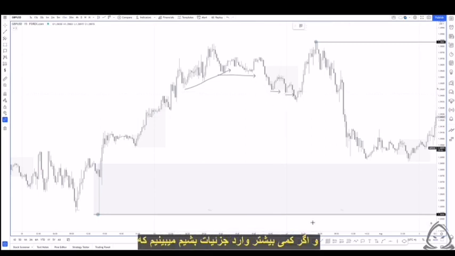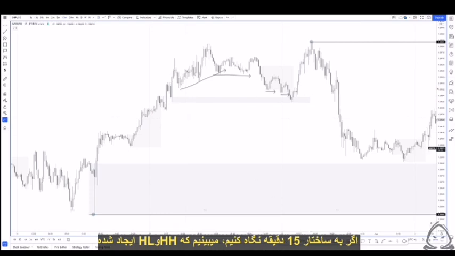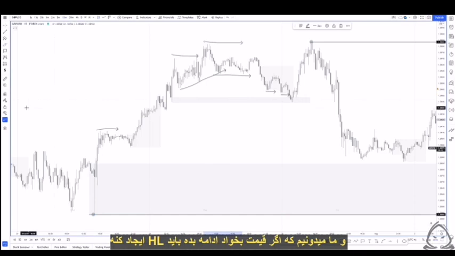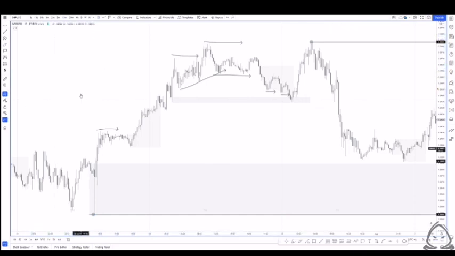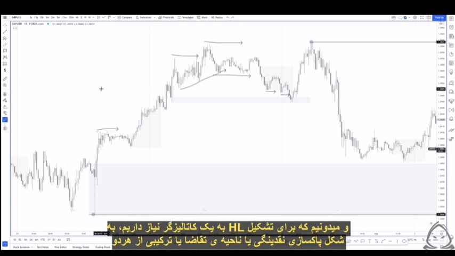And what we can see, if we just dig into this a little bit more, if we're looking at 15-minute market structure, we're seeing higher highs and higher lows forming. And we're under the understanding that if price is to continue, we need to create higher lows. And we know that we need a catalyst to create a higher low in the form of a sweep of liquidity or a demand zone or the combination of two.